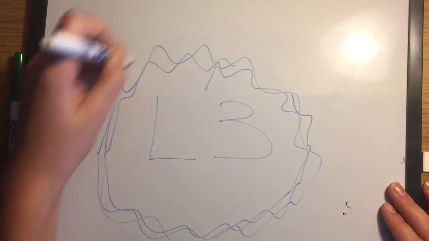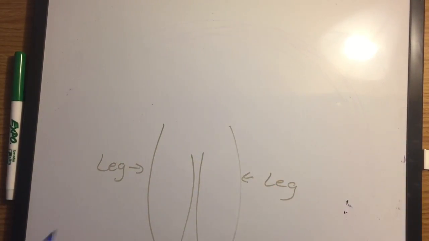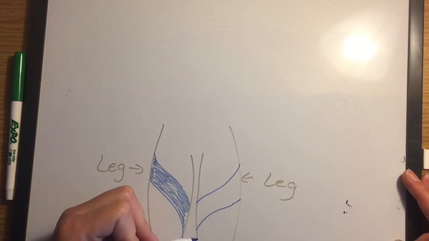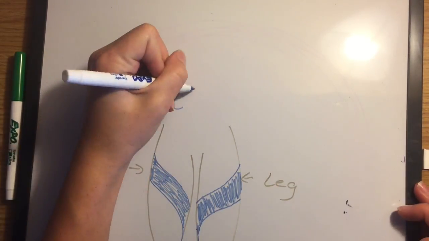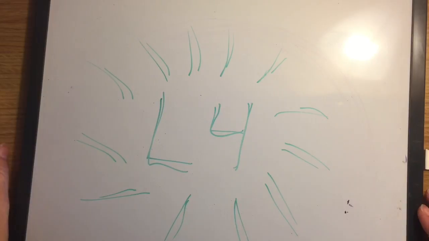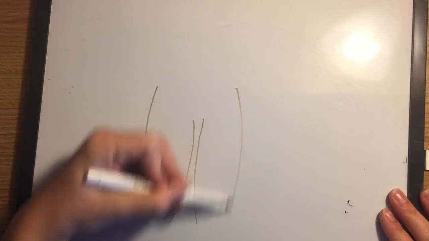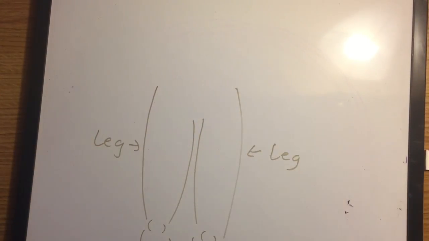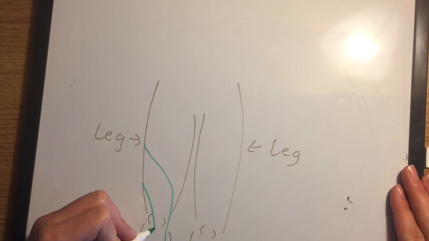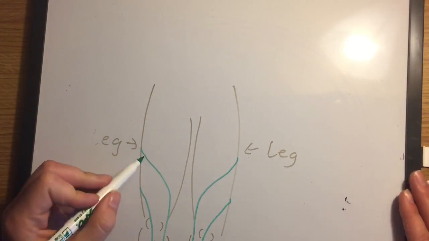Next is L3. L3 is located in the center of the quadriceps muscles. L4 is next. L4 is located underneath L3, starting in the quadriceps and ending down by the plantar fascia.